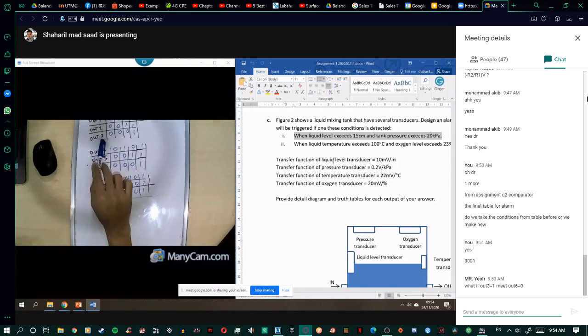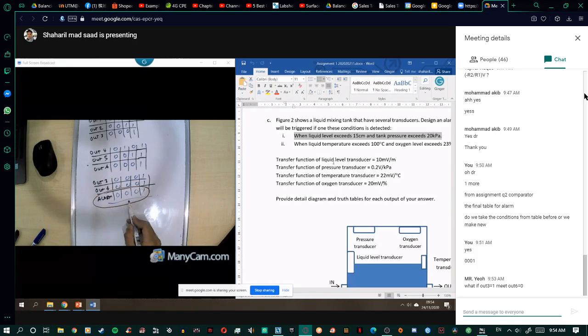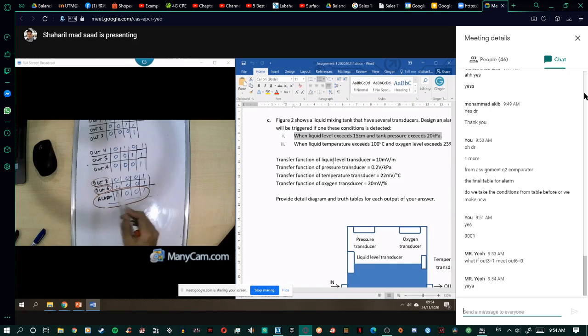Because your out 3 is depending on out 1 and out 2. Okay, Mr. Yo, I understand your concern. If you just look at the final output, the alarm, you just look at the condition for outputs 3 and 6. It will have 0, 1, 0, 1, 0, 1, right? Okay, 0, 0, 1, if you just look at the alarm.